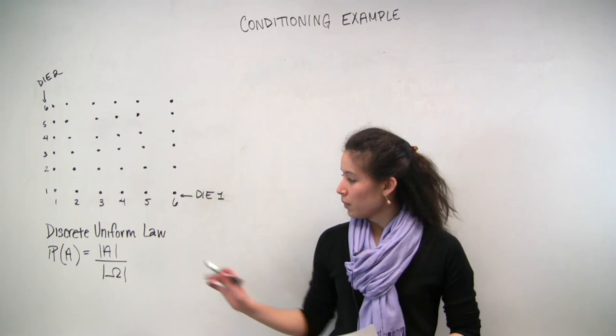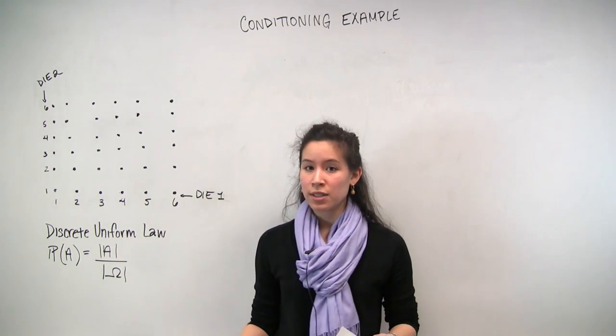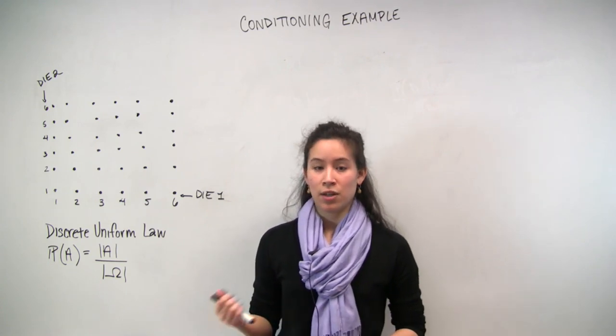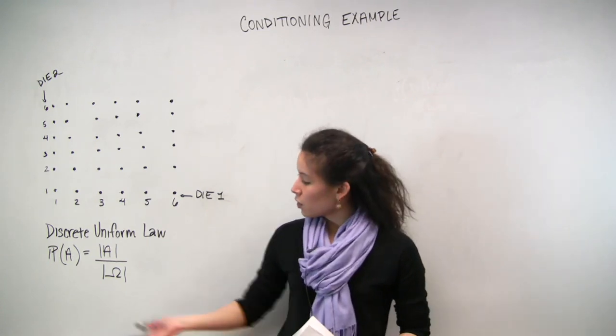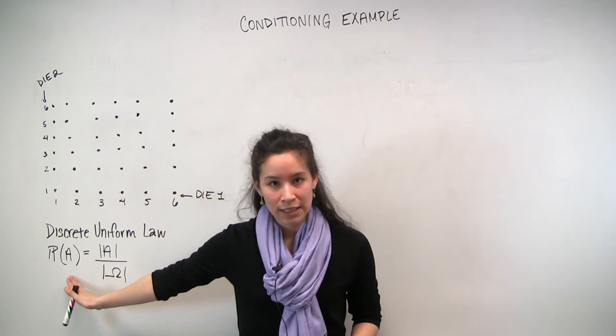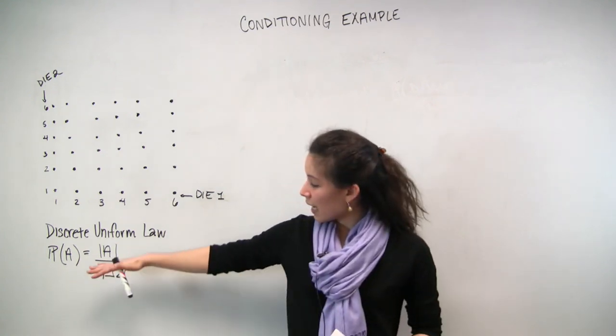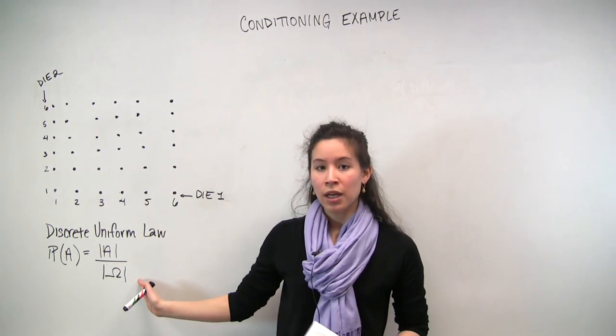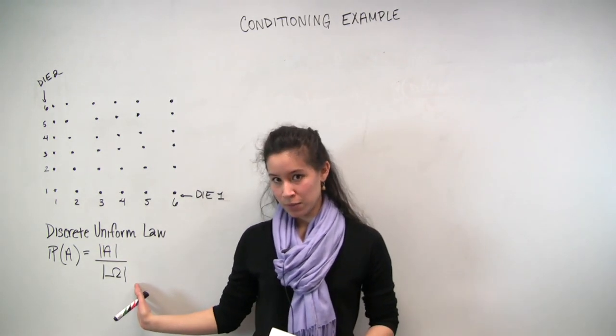So quick recap, the discrete uniform law says that when your sample space is discrete and when the outcomes in your sample space are equally likely, then to compute the probability of any event A, you can simply count the number of outcomes in A and divide it by the total number of possible outcomes.